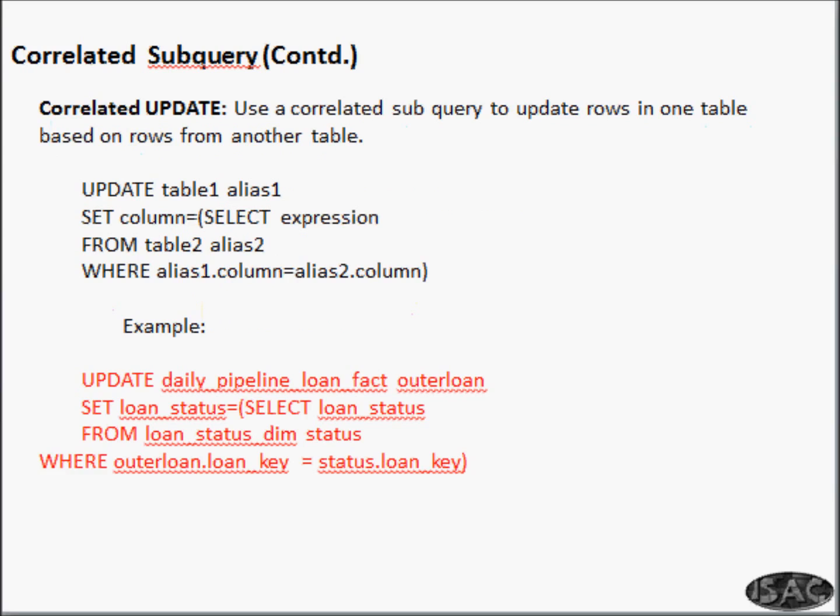Now the correlated update: use a correlated subquery to update rows in one table based on rows from another table. So here we are using update, right? And inside that update I am using a select clause here, right? So this is the correlated update. For each and every row, the record will be passed to the select, retrieved, and then updated.